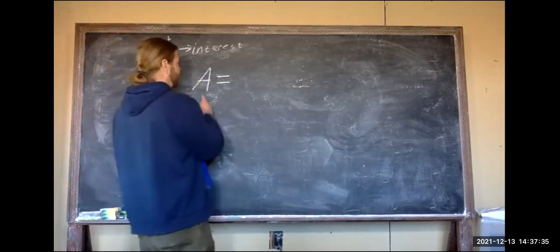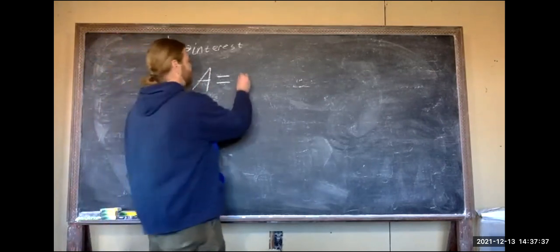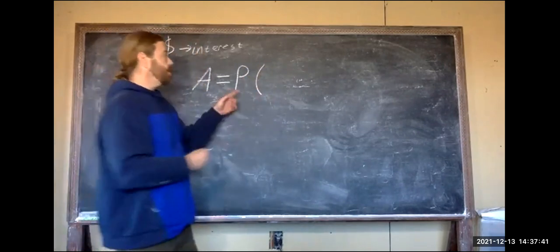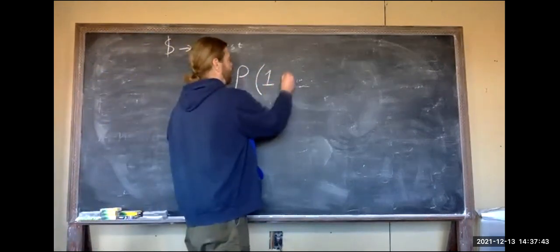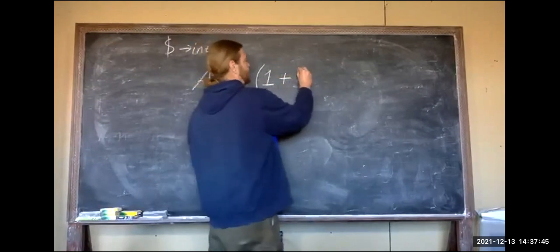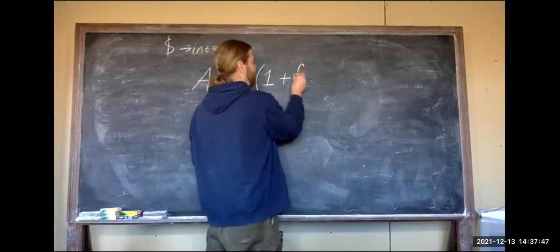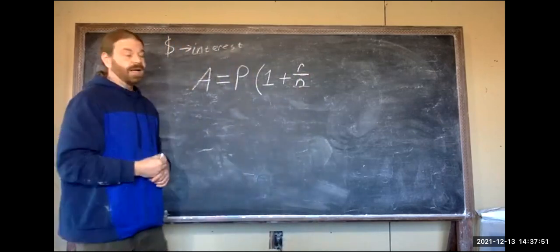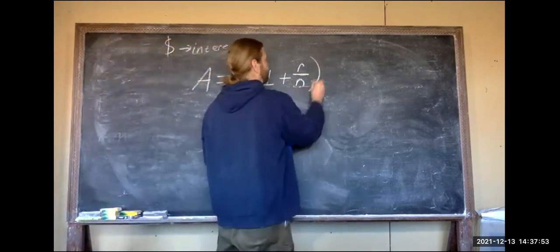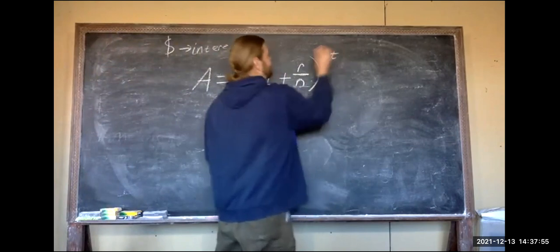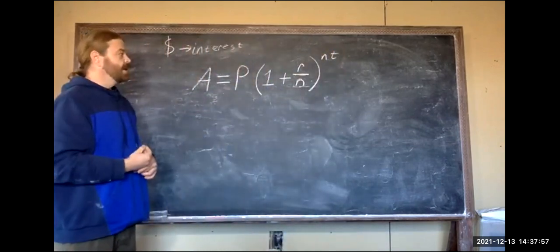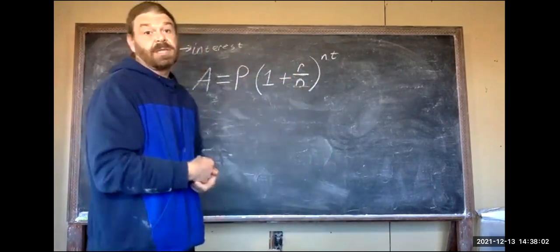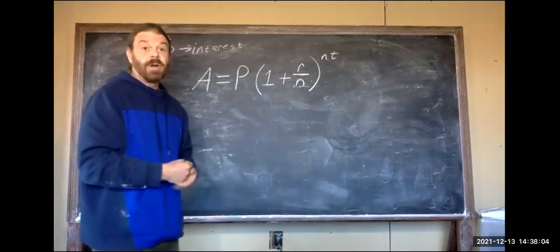The actual formula is the accrued amount is the principal, and then 1 plus that rate divided by however often it applies, raised to an exponent of how many times it applies. So I thought about this, in particular, compounding interest. Have you all seen that before?